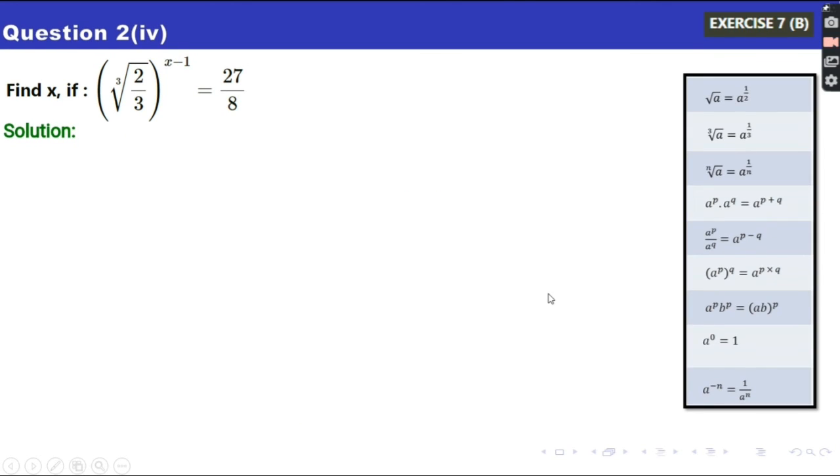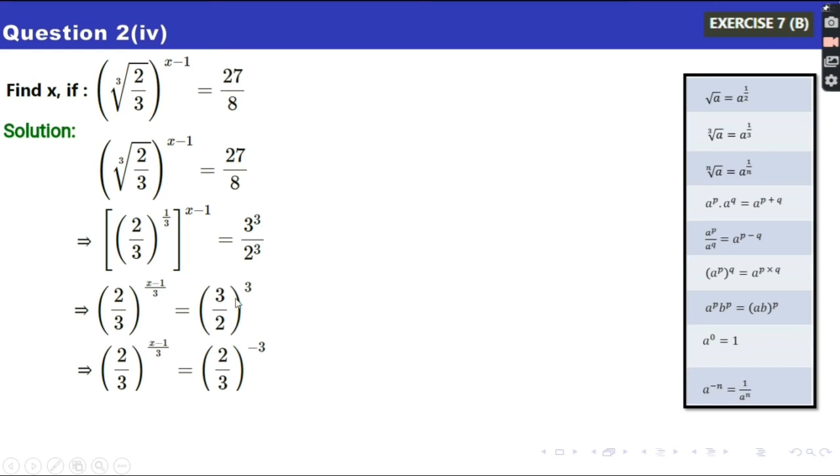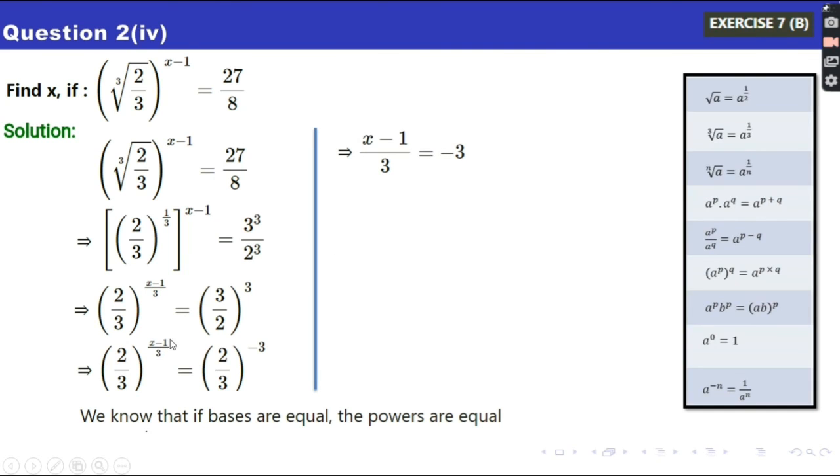Now next we have this question. Again, this question is also similar, so I'll write this using this formula. Using this formula, this can be written as e to the power 1 by 3. Similarly, I have written this as 2 by 3 to the power 1 by 3, and again 27 can be factorized. Now apply this law again: you have to multiply the powers. So 1 by 3 into x minus 1 is x minus 1 divided by 3, and this can be written as 3 by 2 whole cube, isn't it? Now again invert it, you get 2 by 3, but the power becomes minus 3, and we know that in this case x minus 1 divided by 3 will be minus 3. Solve it and find the value of x, which turns out to be minus 8.